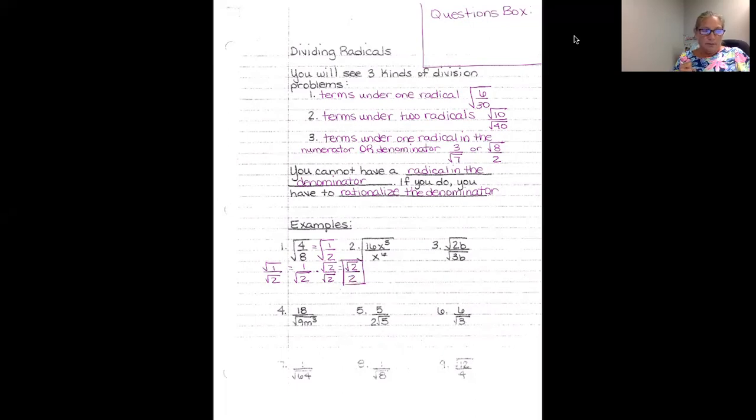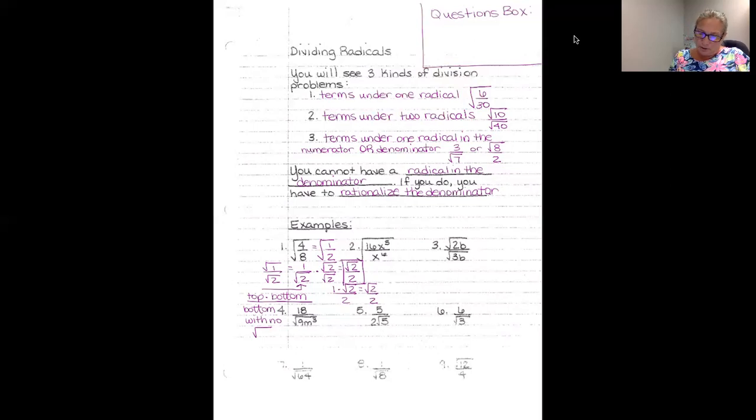Now, I'm going to tell you a quick shortcut referring to this step here. To rationalize without writing it all out, you do the top times the bottom over the bottom with no radical. So top times the bottom over the bottom with no radical, square root of 2 over 2.